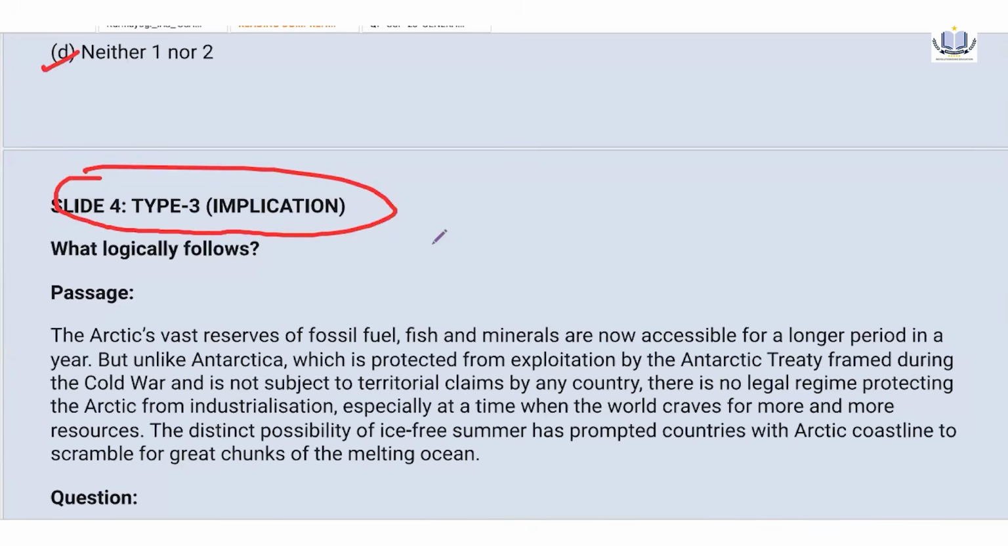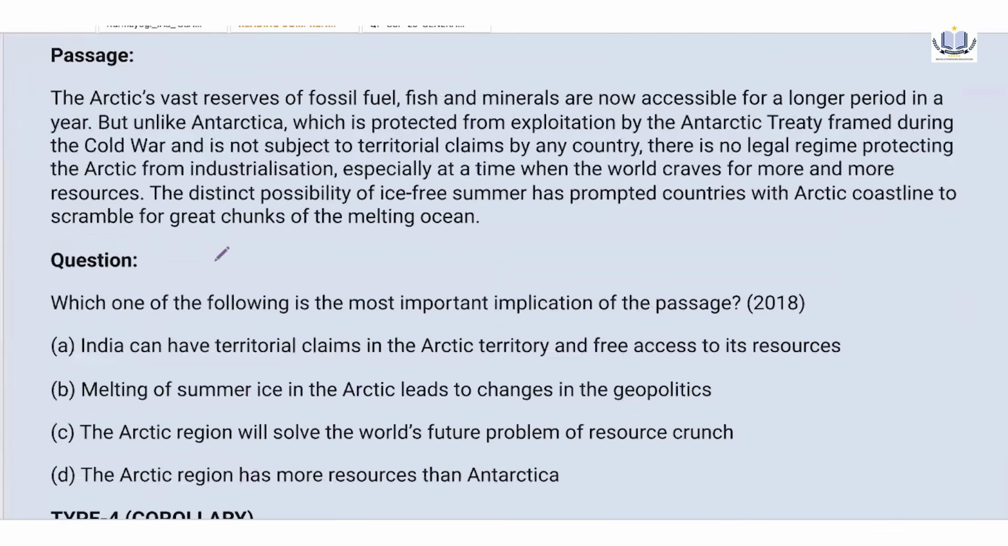But in corollary, what must follow? Here, what can follow? After reading this passage, what will follow? Logically, not illogically. So something which is related to the passage, not something which is reiterated again and again. What is reiterated again and again will be your central idea, the theme of the passage, not the implication. It is what will follow logically next. That is your implication. So we will first read the question.